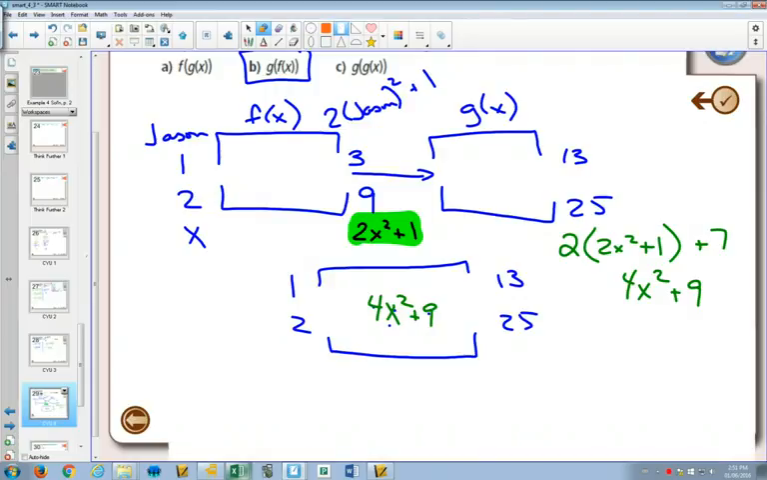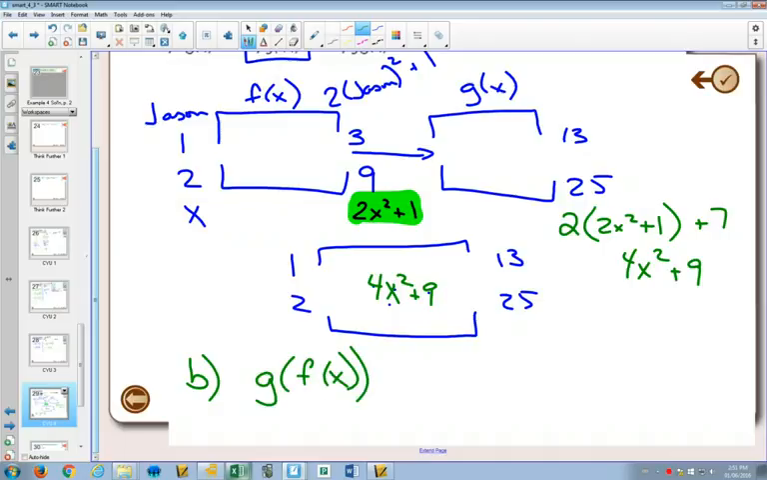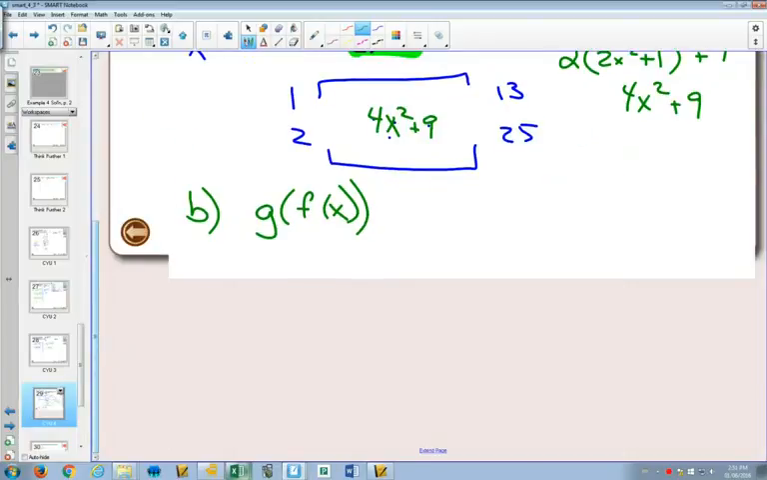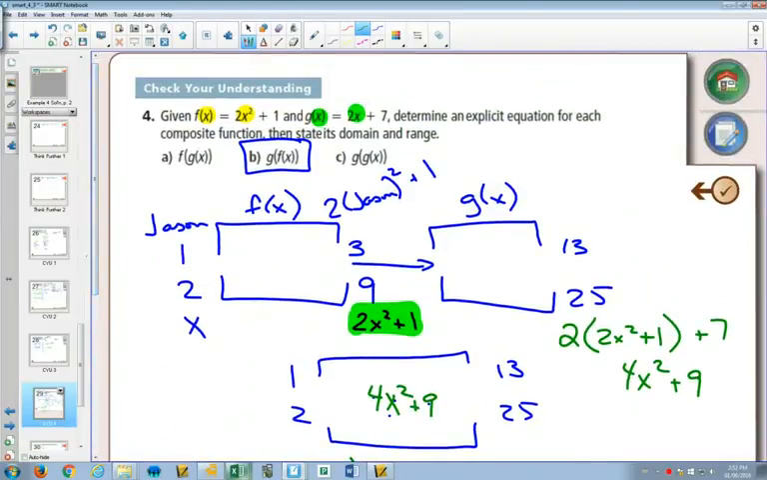The way that we would show our work for this, if we wanted to find g of f of x, the first thing we need to do is put x into f. If we put x into f, we get 2x squared plus 1. Because what does f of x do? It says whatever you put in, which we've highlighted up here in yellow, gets squared, you times it by 2, and you add 1.